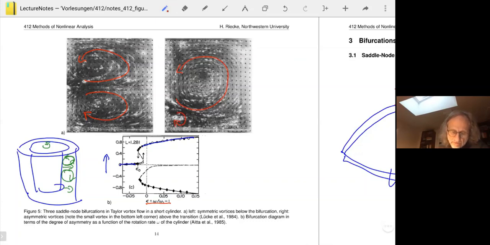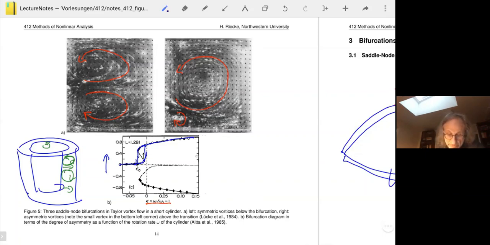And that also occurred via a saddle node bifurcation, which you see here. So it went here, and then it jumped up there. And then if you reduce the rotation rate again, it followed here and jumped down here. So you had hysteresis, where the jump from the symmetric to the asymmetric state occurred at a different value of the rotation rate than the jump back.